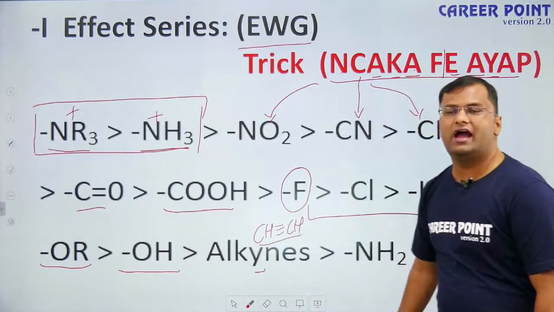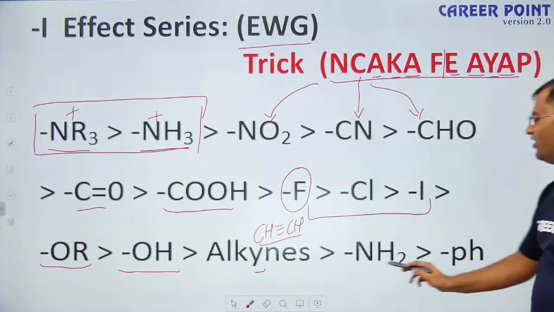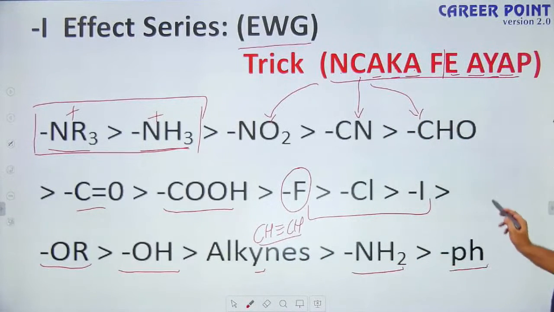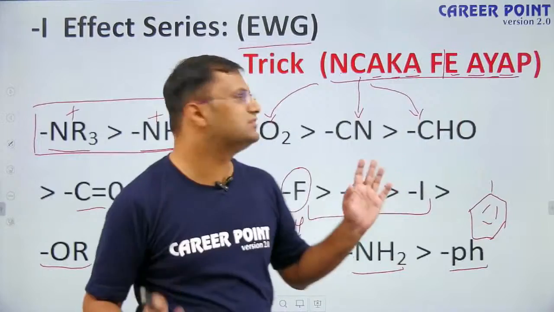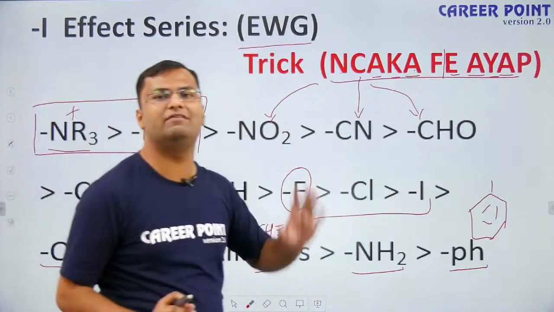Clear? And after that we will go for A for amines, or Ph for phenyl group. This is phenyl group, or we can say that C6H5 group. Okay? This series we already discussed in the previous lecture.